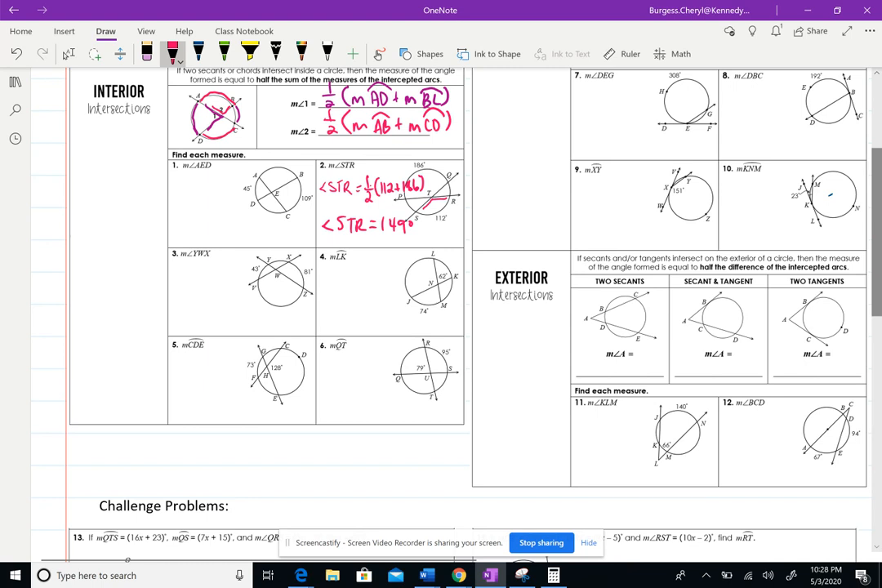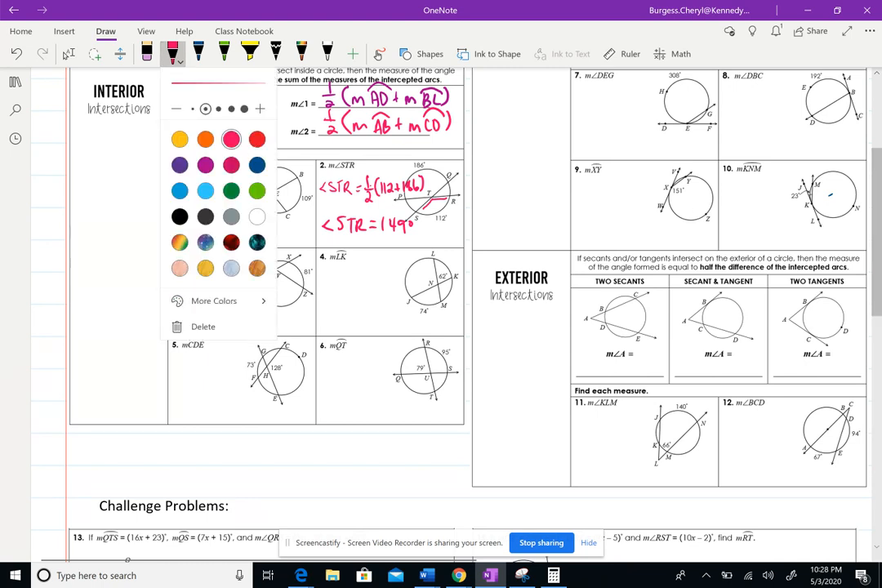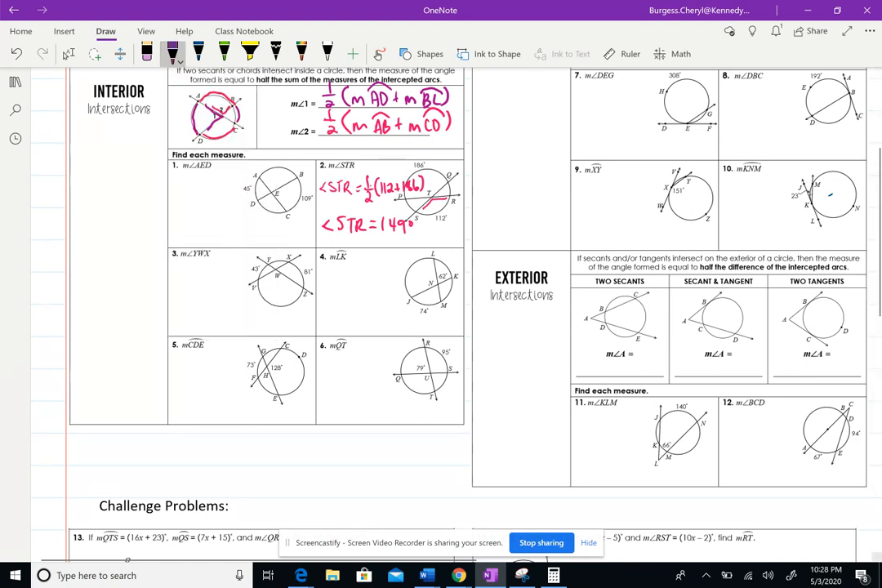Number 4. We'll do the measure of arc LK. So they don't give us LK. Obviously, we'll call that X. We're going to say that our intercepted angle is 62. So 62 is equal to 1/2 of X plus 74.